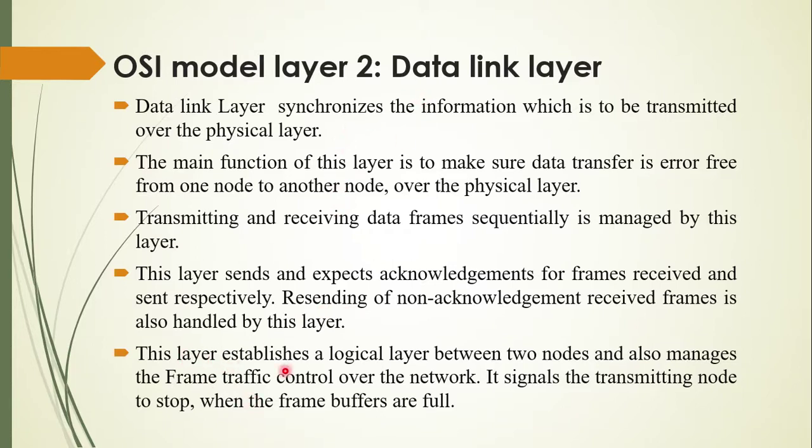This layer establishes a logical link between two nodes and also manages the frame traffic control over the network. It signals the transmitting node to stop when the frame buffers are full. So it also controls the traffic at the receiver side. Data must be error free is the main functionality of the data link layer.